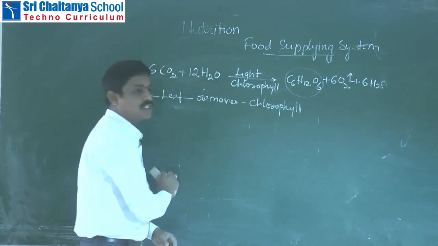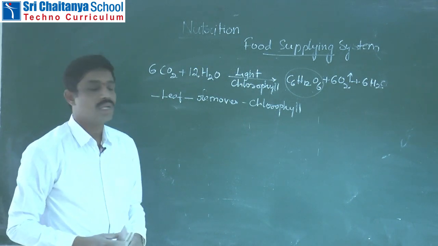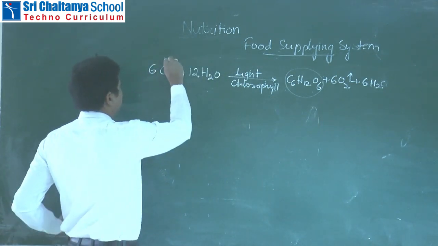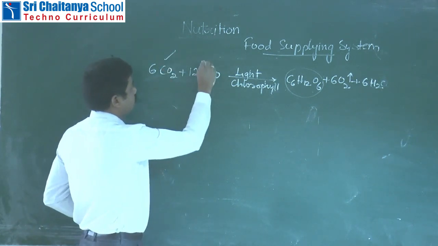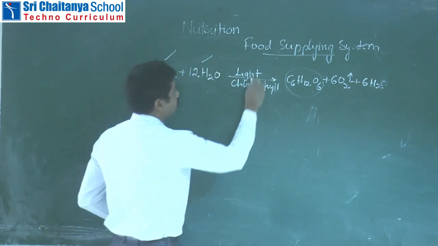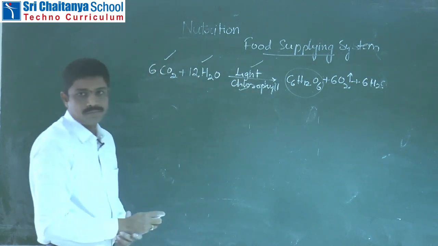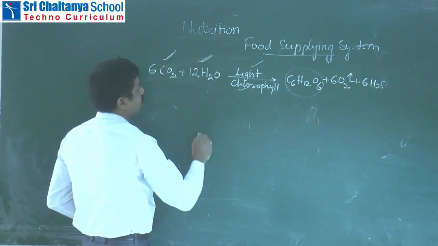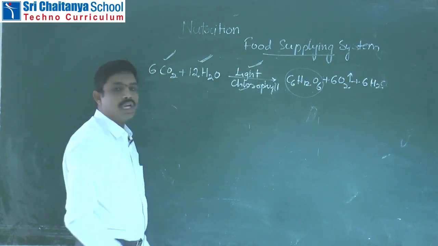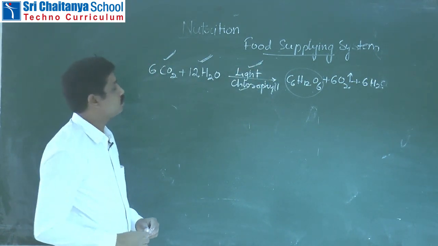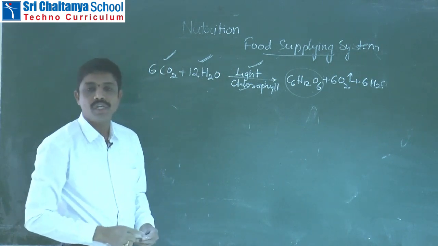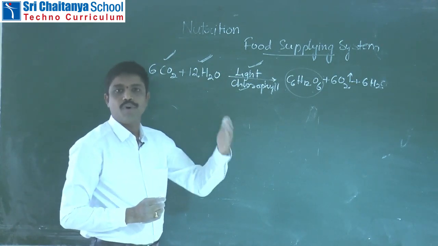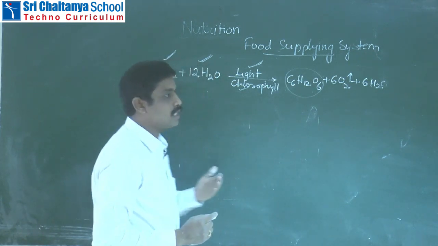What are the factors for photosynthesis? The factors are carbon dioxide, water, light and chlorophyll. Among these, carbon dioxide, water and light are external factors. Chlorophyll is an internal factor. Let us see the concepts one by one.